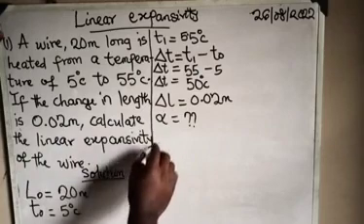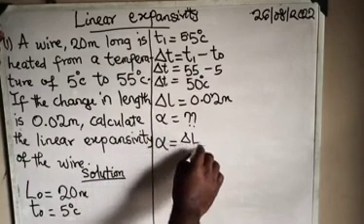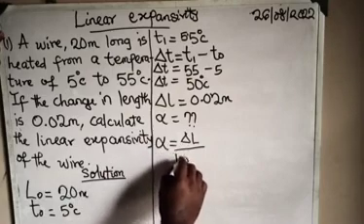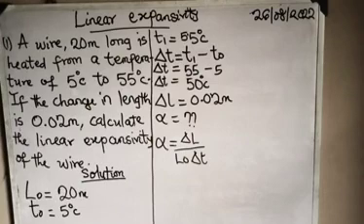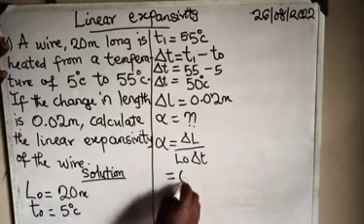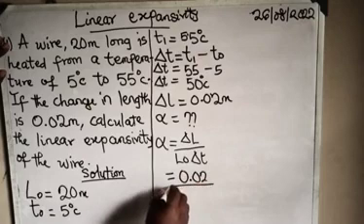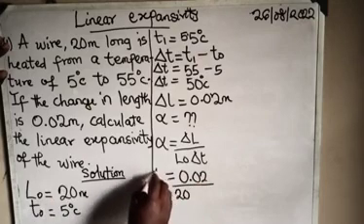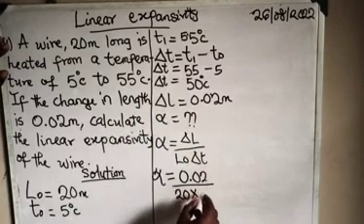And then I gave you a formula that alpha is equal to the change in length all over L0 multiplied by change in temperature. And that will give us what? What was my change in length? 0.02. What is my original length? 20 meters. Here's my alpha. Times what's my change in temperature? 50.